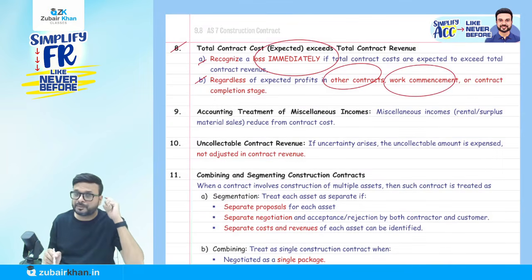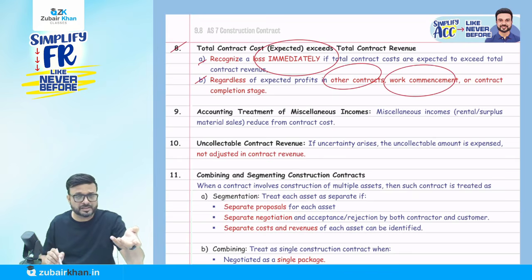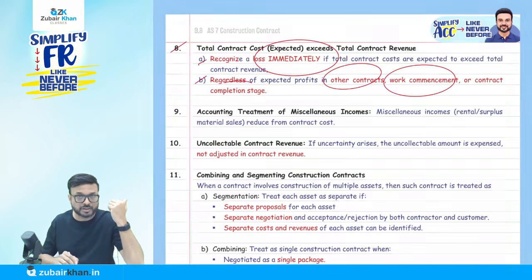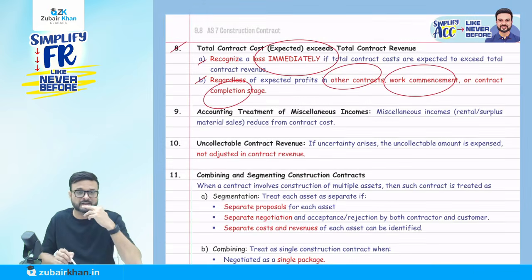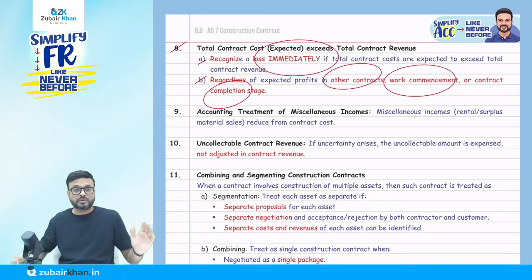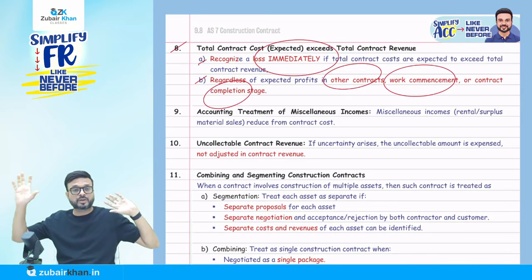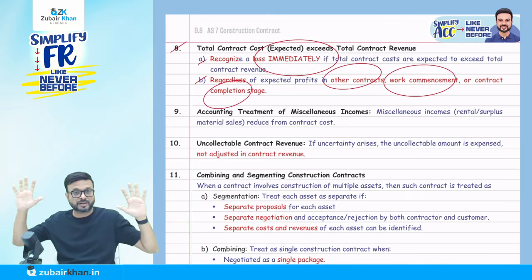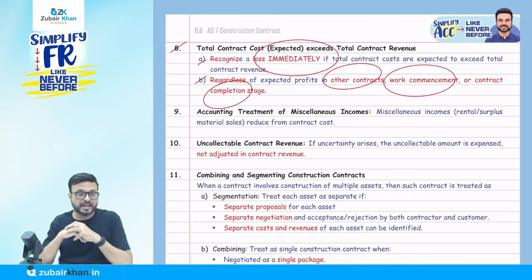We cannot say that the work has only just started. If you think the total estimated cost is more than the total expected revenue, we have to recognize the loss immediately. Even if only 40% of the work has been completed and 60% is still to be done, you cannot give an excuse. If the total estimated cost is more than the total expected revenue, recognize the loss immediately.